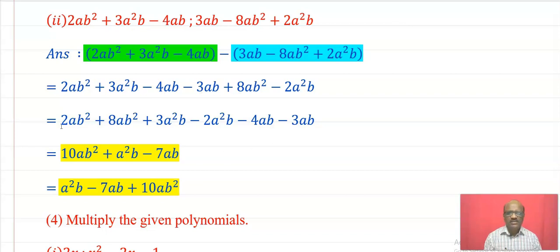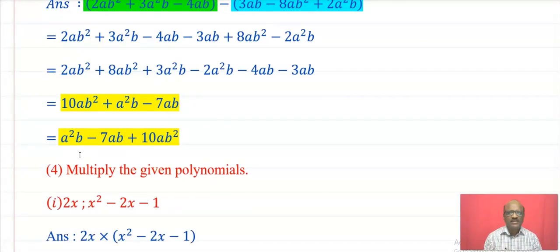Now see this here. 2ab square, 8ab square, that will become 10ab square. 3a square b minus 2a square b, then you will get a square b. Minus 4ab minus 3ab is minus 7ab. And in this way, we can write this polynomial in this form, that is a square b minus 7ab plus 10ab square.